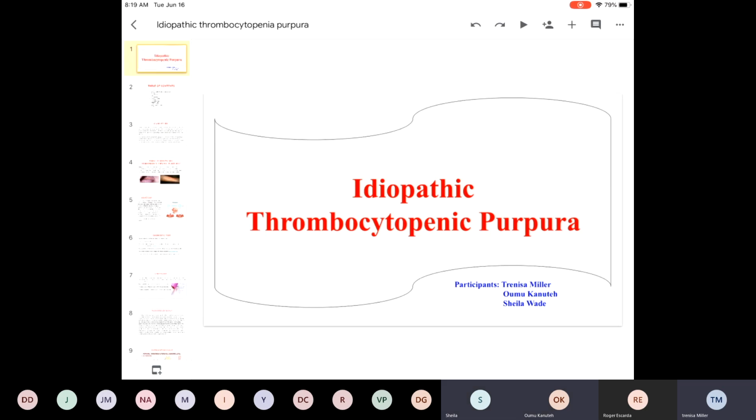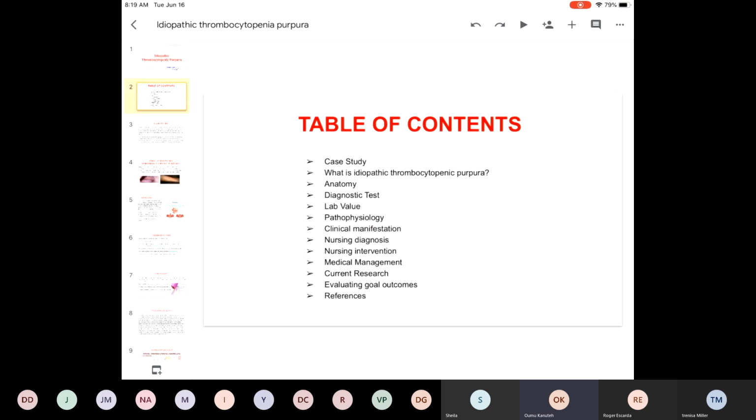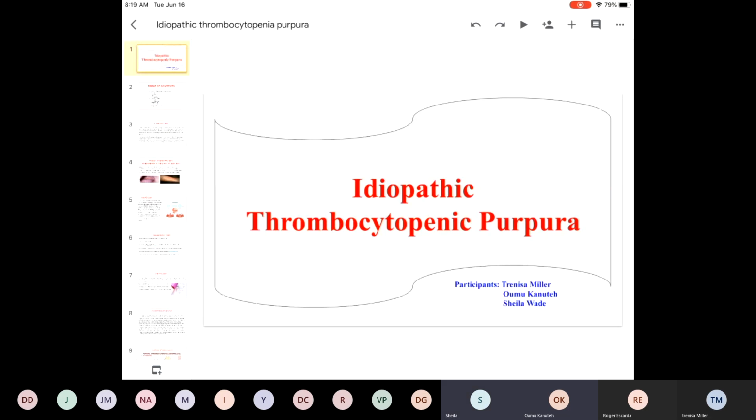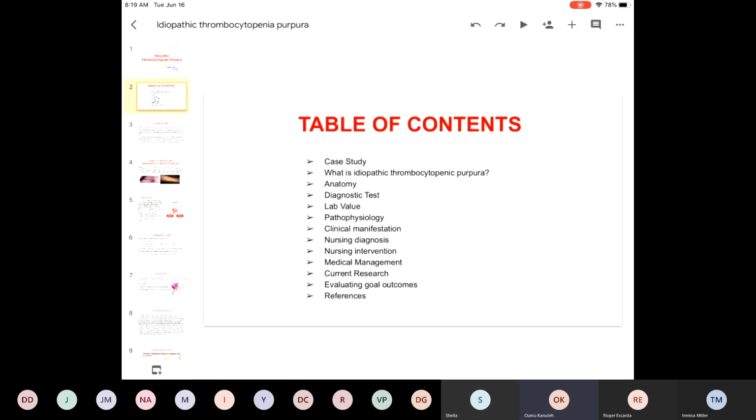Yes. Okay. Good morning. Our group also did a bleeding disorder. It's called idiopathic thrombocytopenic purpura. It's also a bleeding disorder that has a lot to do with platelets and clotting. And this is the table of contents. We're going to cover a case study, and then we're going to talk about what idiopathic thrombocytopenic purpura is. ITP is short for it.